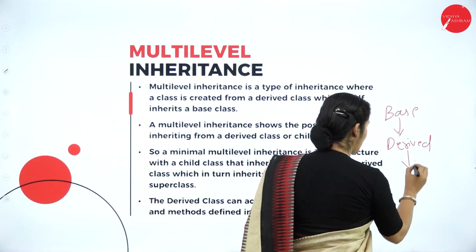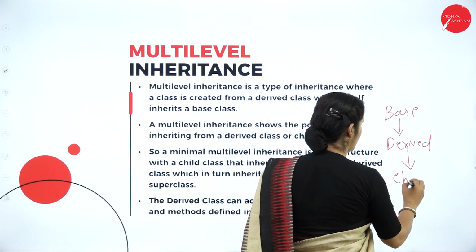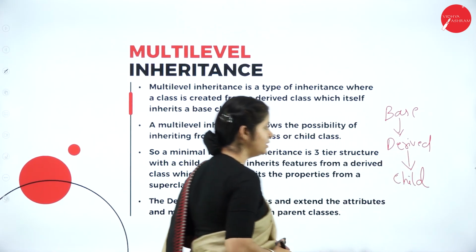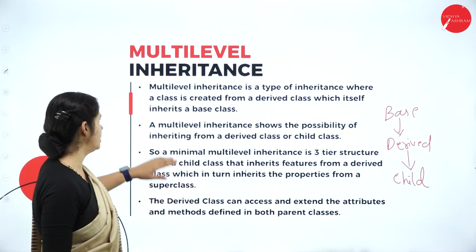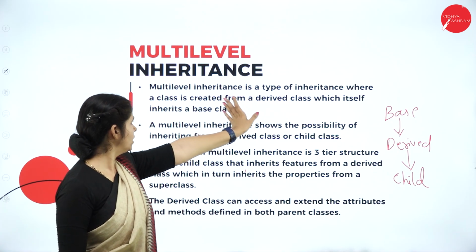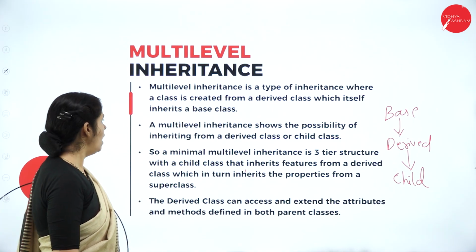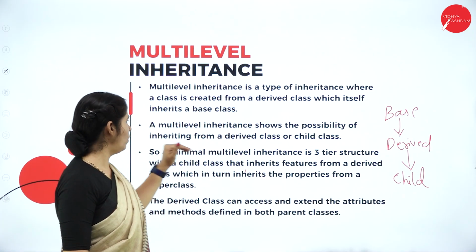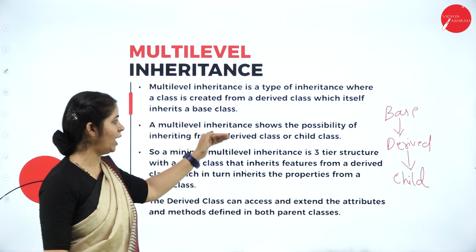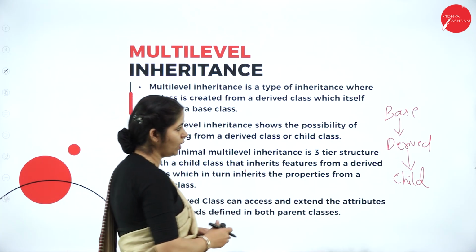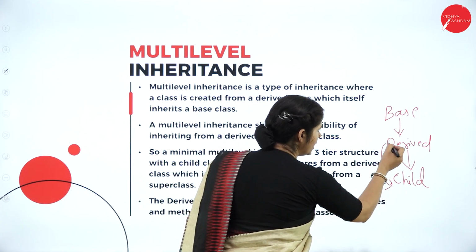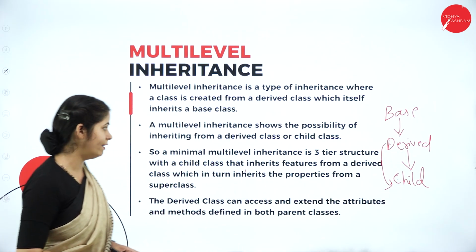From a derived class again we are getting a child class, right? This is multi-level inheritance. Creating derived classes from an inherited base class. Multi-level inheritance shows the possibility of inheriting from the derived class or the child class. We are inheriting from the derived class to one more derived class.